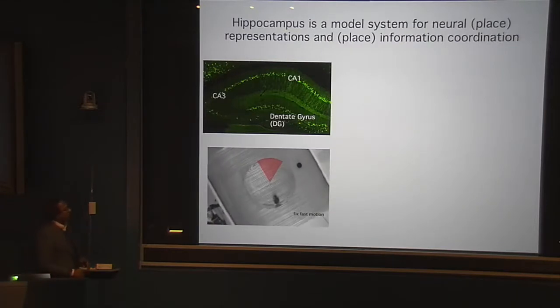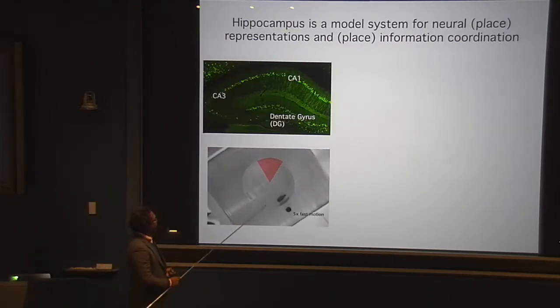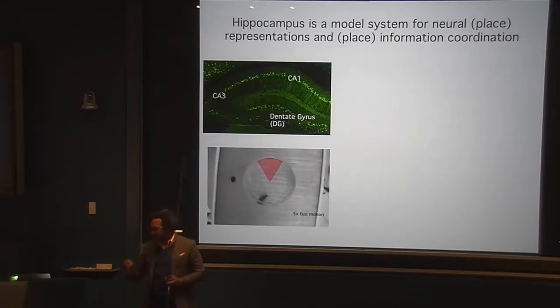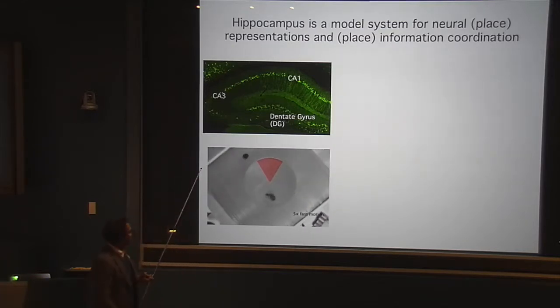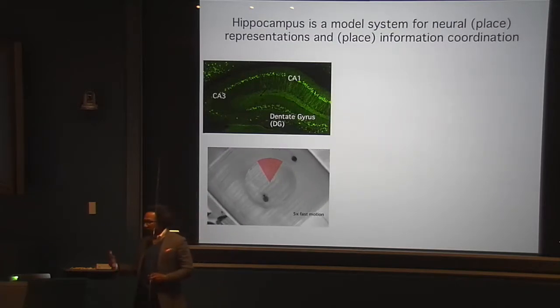So how do we proceed? We're going to use this task, and here what I've shown you is after mice learn this task, we can genetically engineer the mice so that they will label the neurons, in this case in the hippocampus, that were active during the learning of this task.